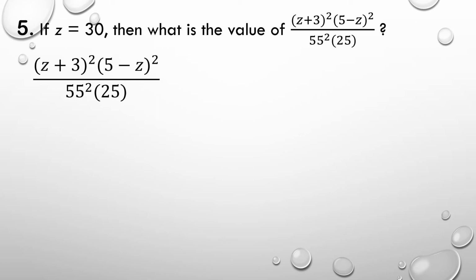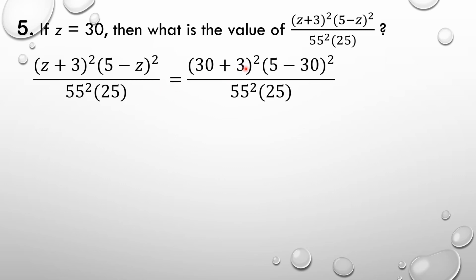What we're going to do is to simply substitute 30 for all z in the expression. So we have (30 plus 3) squared times (5 minus 30) squared over 55 squared times 25. 30 plus 3 is 33, and 5 minus 30 is negative 25.